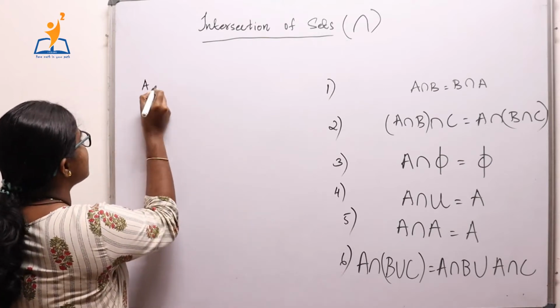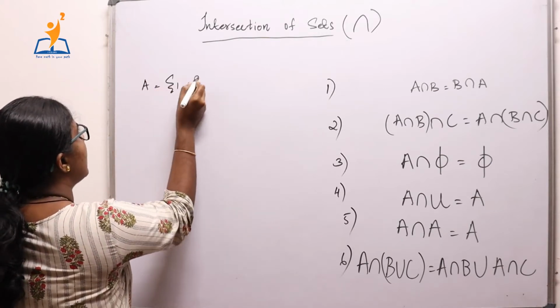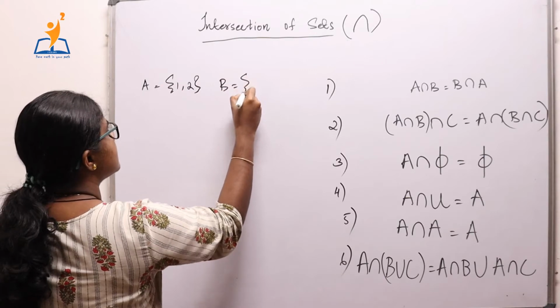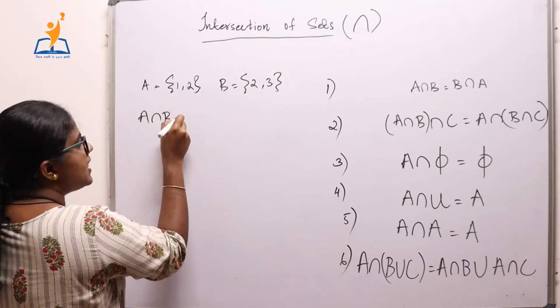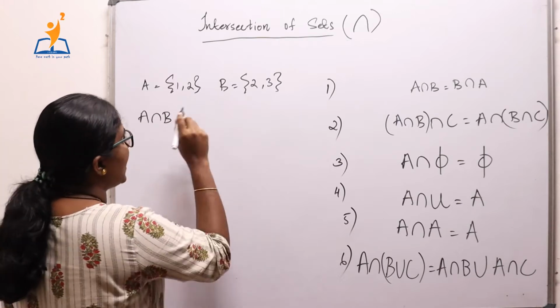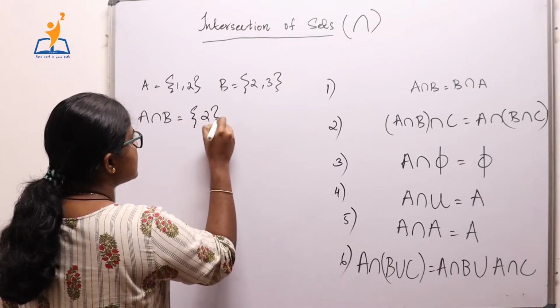Let A be the set 1, 2 and B be the set 2, 3. Then what will be A intersection B? The elements which are common to both A and B, and here it is 2 only.